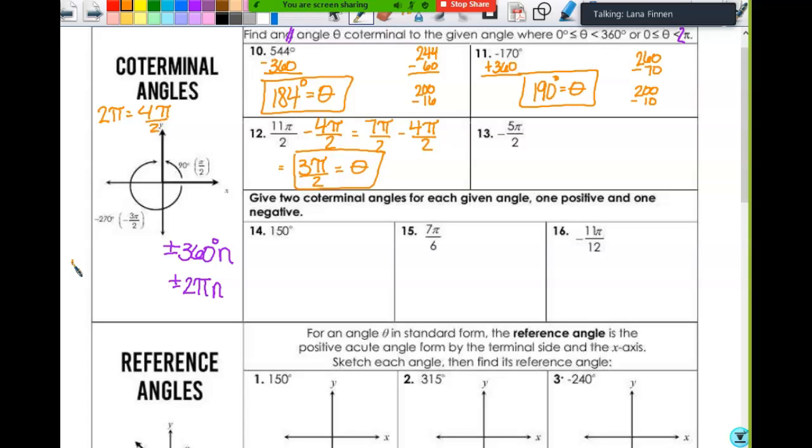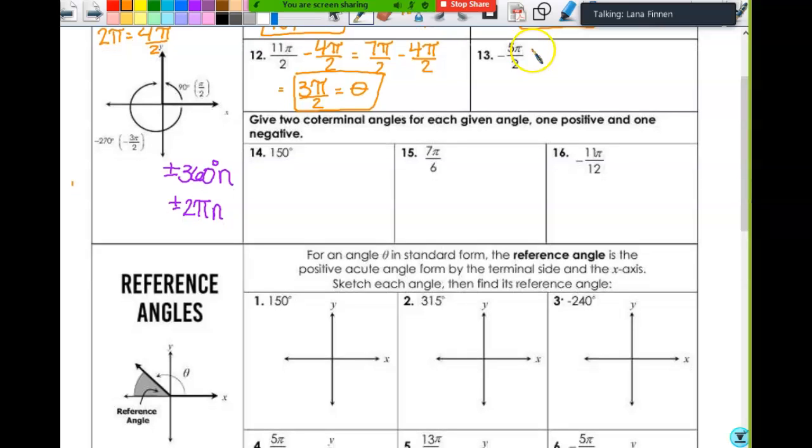So I kind of wish I'd used a different denominator on 13, but I didn't. So we're still thinking in terms of halves. If that was 5 pi thirds, then I would be using 6 pi thirds instead of 4 pi halves. But I have negative 5 pi halves, so I'm going to need to add this time. So I'm going to add 4 pi halves to go the other way. That leaves me with negative pi halves. Well, that's not between 0 and 2 pi because it's negative, right? So I need to add another 4 pi halves. And then what does that leave me with?